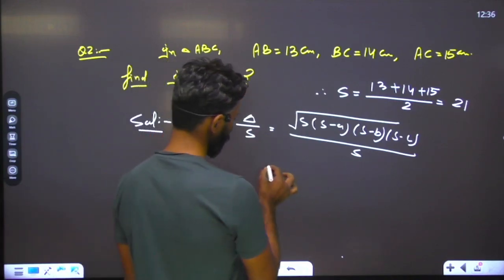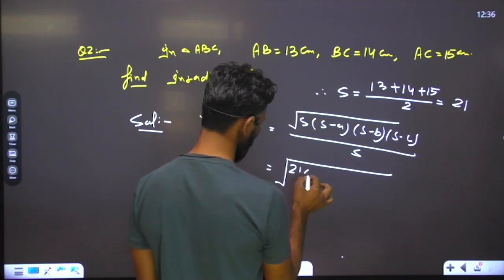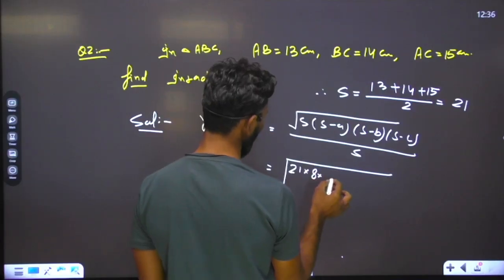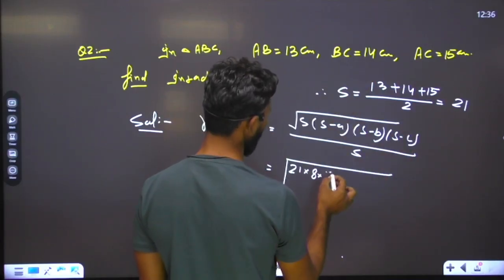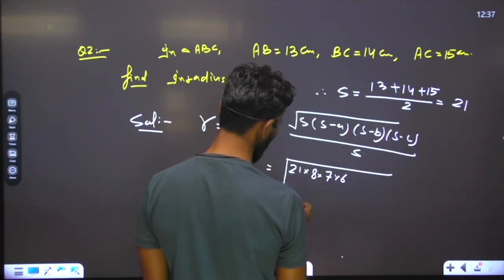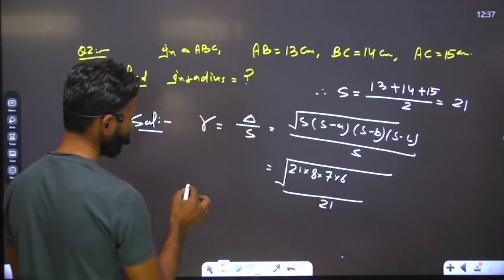So this is the square root symbol. S is 21. Firstly, we write S minus A: 21 minus 13 becomes 8. S minus B: 21 minus 14 becomes 7. S minus C: 21 minus 15 becomes 6. And now upon 21. Now we will simplify this.